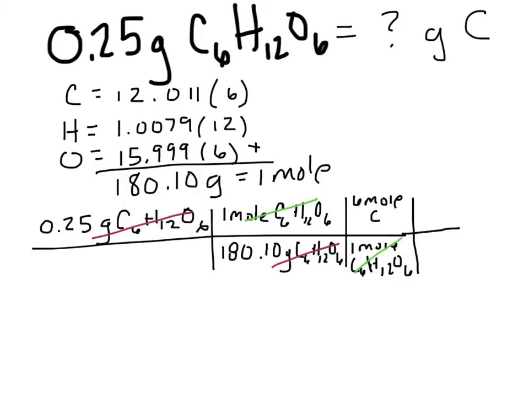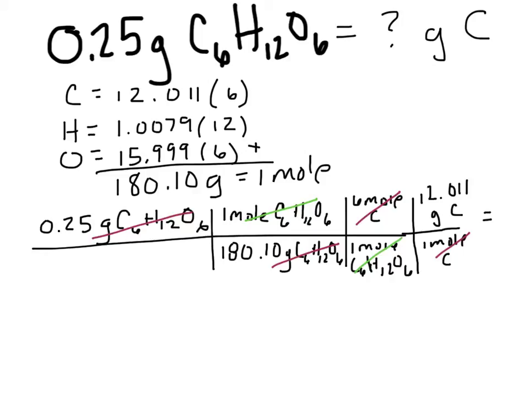The last conversion is to get it into grams of carbon. So in 1 mole of carbon, there's 12.011 grams of carbon. And again, I can cancel out moles of carbon with moles of carbon. Now I'm going to multiply across the top and divide by the bottom. There's only one number that isn't a 1 on the bottom, so I don't need to worry about parentheses.